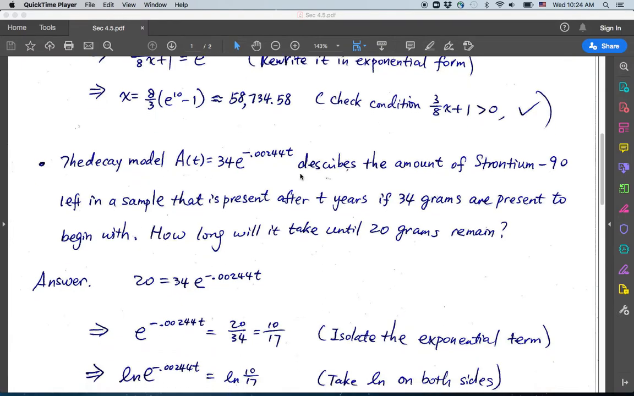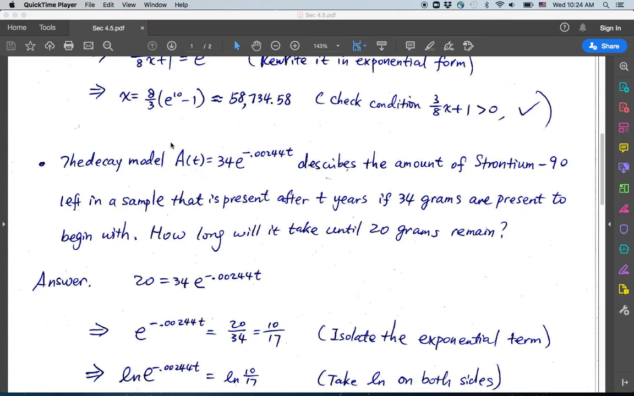Here is a decay model of a certain radioactive material. So the initial amount of this material is 34 grams. And then it's asking how long will it take until 20 grams remain. So in other words, after how many years? We're talking about number of years here. t is in units of years. After how many years the remaining amount of this material is going to be 20 grams.